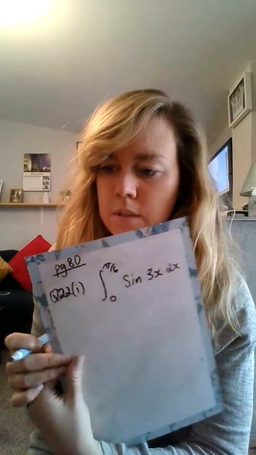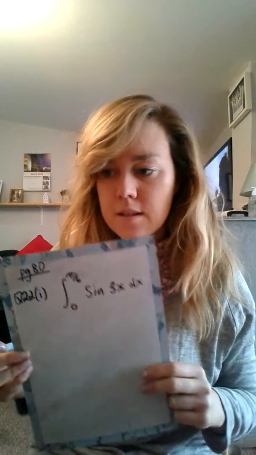Okay, this one says evaluate each of these. So this one has a trig function in it. So it is the integral between pi over 6 and 0 of sine 3x dx. Okay, so that's the question we're dealing with here. Right, so let's start by integrating.